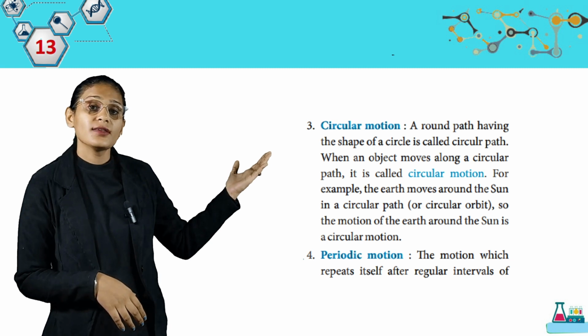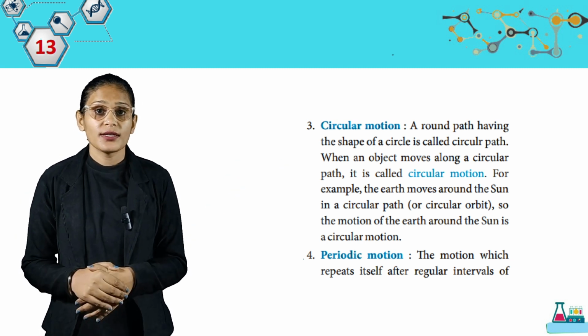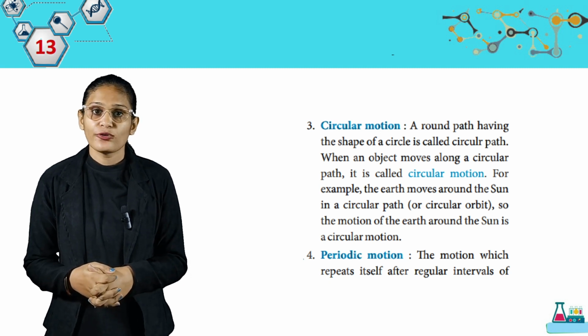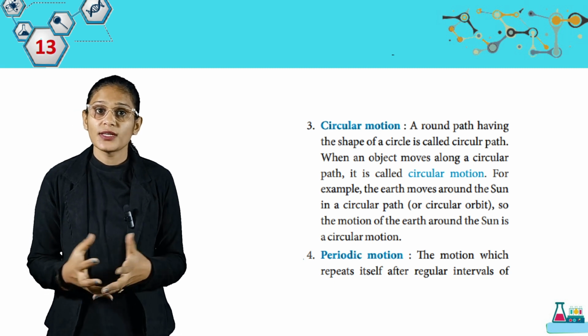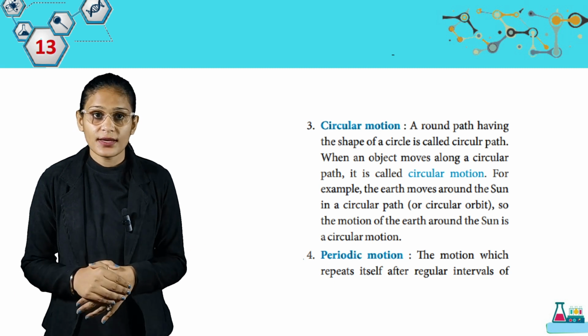Then we have circular motion. A round path having the shape of a circle is called a circular path. When an object moves along a circular path, it is called circular motion. For example, the earth moves around the sun in a circular path or circular orbit. So the motion of the earth around the sun is a circular motion.